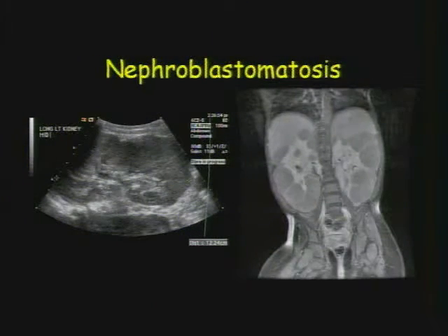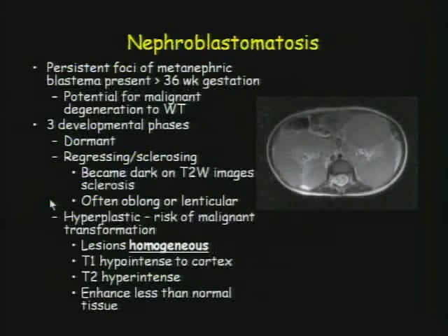Now, nephroblastoma is another lesion that is a precursor to Wilms tumor. Here you can see this lobular nodular coating of the kidneys. This is normal enhancing parenchyma on this MRI, and here you can see on the ultrasound that there's all this hypoechoic material that's coating and pancaking the tumor. This is persistent foci of metanephric blastema after 36 weeks of gestation.